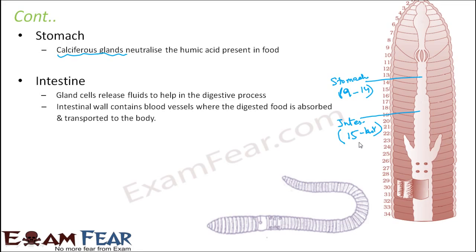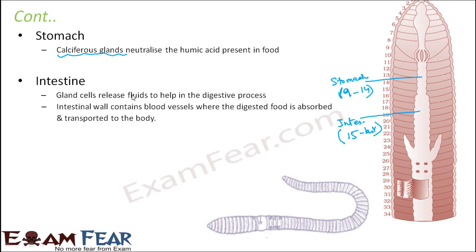Okay, so what happens in intestine? The actual digestion process and the absorption process happens in intestine. So there are many gland cells which release fluids to help in the digestive process. So what are the enzymes that are present here? So in the intestine, we have all kinds of enzymes to digest the carbohydrates, fats, proteins, etc. So all the process of digestion happens here.